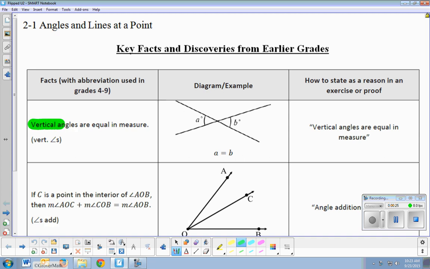Vertical angles. Vertical angles are equal in measure. Vertical angles happen when two lines cross. The angles across from each other are vertical angles, and they are congruent or equal in measure. So if this is 50 degrees, this is 50 degrees. And these angles over here would also be congruent. They would also be considered vertical angles. So when two lines intersect, they form two pairs of vertical angles. Those two are vertical angles, and these two are vertical angles. And vertical angles are equal in measure or congruent.